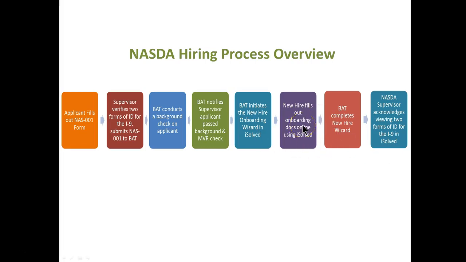Once the new hire fills out all onboarding forms, the BAT will complete new hire, adding their pay rate, their job title, etc. Once that's completed, the NASDA supervisor will receive an email acknowledging that they need to log into iSolve to verify the I-9 information. And that's the process we're going to go through in this video, those steps to verifying the I-9 information.